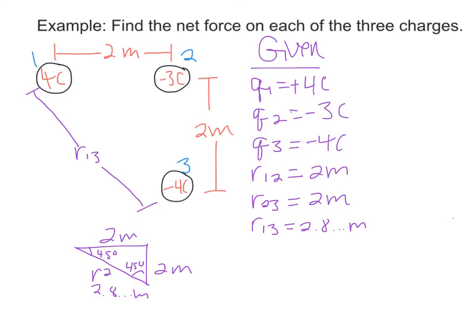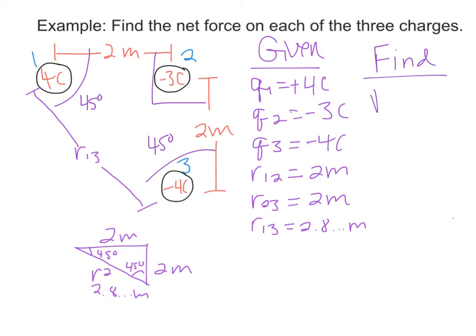And again, this is a triangle. This is a 45-degree angle, and this is also a 45-degree angle. That was 90. Given all of that, it wants to know the net force on each of the 3 charges. So I'm looking for the net electric force on 1, the net electric force on 2, and the net electric force on 3. Because we're given the charges and the distance between each of the charges for all 3 of them, we can easily find the force between each charge.